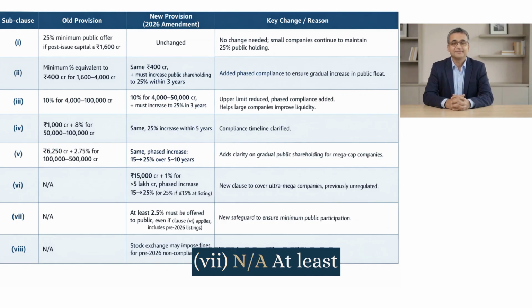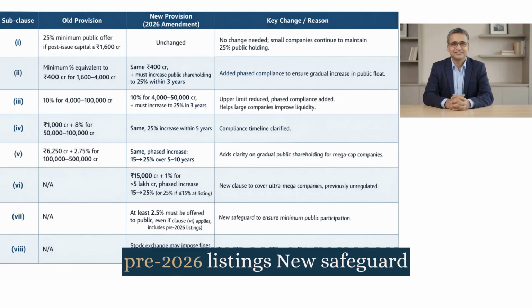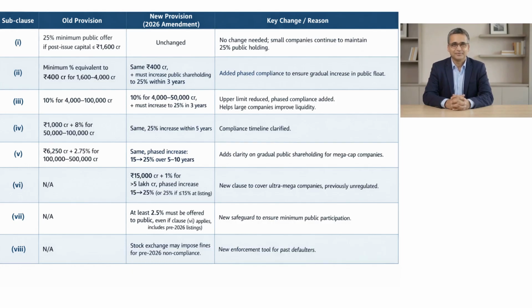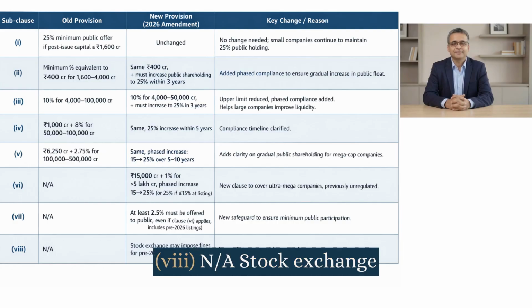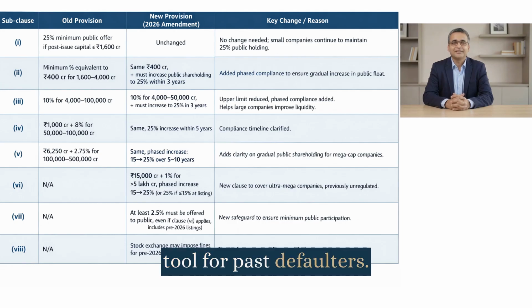New: at least 2.5% must be offered to public even if clause 6 applies, includes pre-2026 listings. New safeguard to ensure minimum public participation. New: stock exchange may impose fines for pre-2026 non-compliance. New enforcement tool for past defaulters.